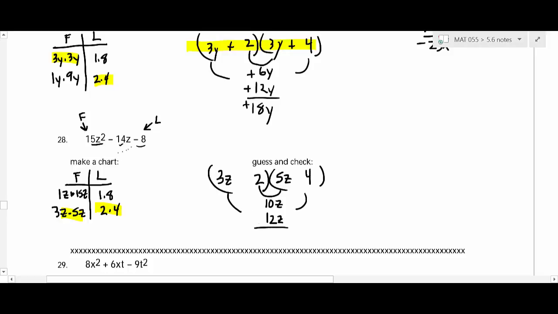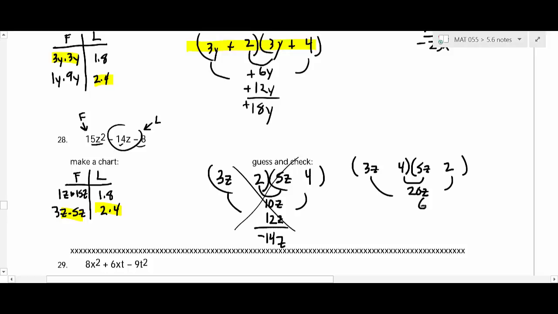You're trying to get a negative 14z. So is that going to work? No. So what do you do? You go backwards. Don't forget to try backwards. If it doesn't work that way, then maybe it'll work if we just switch those last two numbers. So I'm going to go like this, 4 and 2. And perhaps it'll work. So if I do this, that's 20z. If I do it this way, that's 6z. What am I after? I think I found it. What do you think? See, that's it. Just kind of had to try it a couple of times.